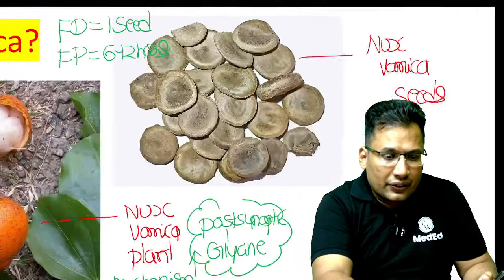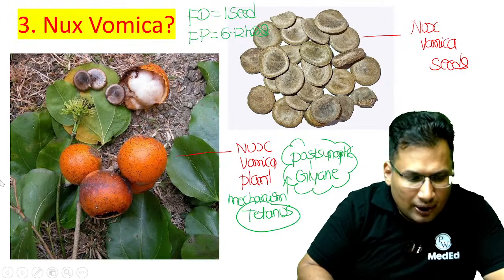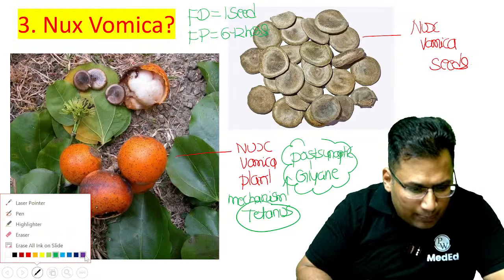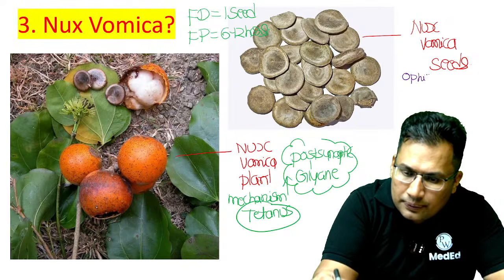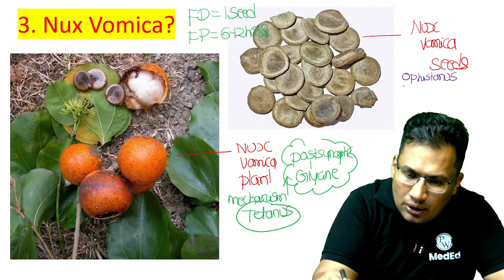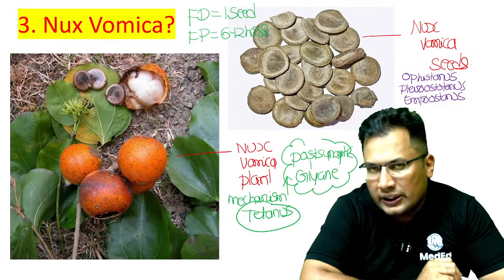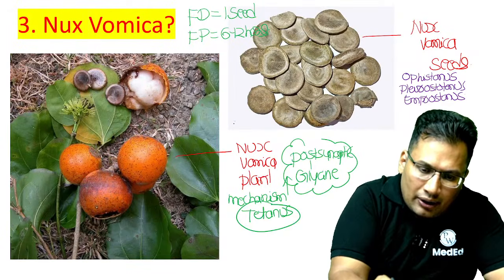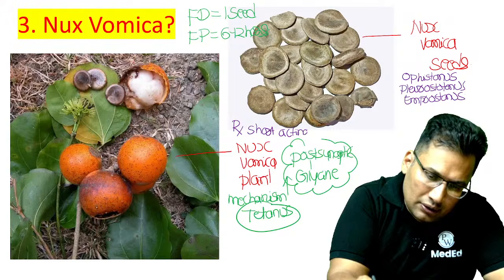Now what are the important clinical features? Clinical features I said already, but I'm going to write again because this is very important. 3 important clinical features: one is opisthotonus, pleurostotonus, emprostotonus. Done. Lockjaw, respiratory paralysis and death. Remember the treatment: short acting barbiturate.